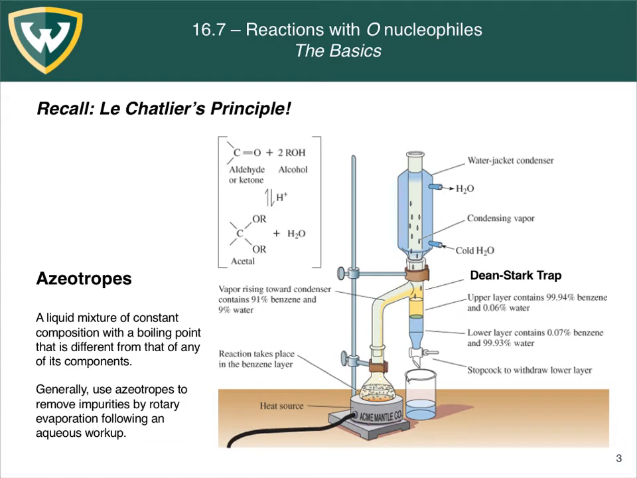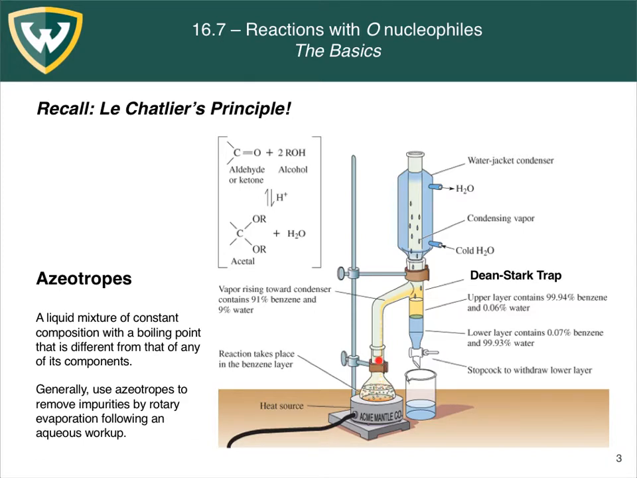So the way this process works is by taking advantage of an azeotrope. An azeotrope is a liquid mixture where the boiling point is different than that of its components, and importantly is lower than the components. With non-volatile alcohols, we usually make an acetal in a mixture of benzene and the alcohol and the aldehyde or ketone. So that'll be stirring here in your heating mantle. We heat that to reflux.